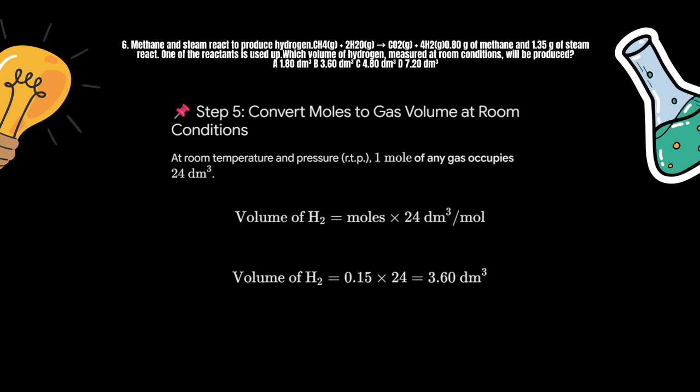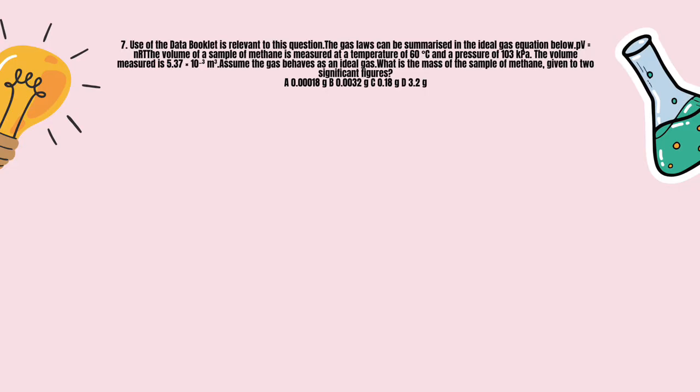This perfectly matches option B. Great job! Let's keep going. Let's look at question number 7. Here, we need to find the mass of a sample of methane using our favorite gas formula, PV equals nRT.